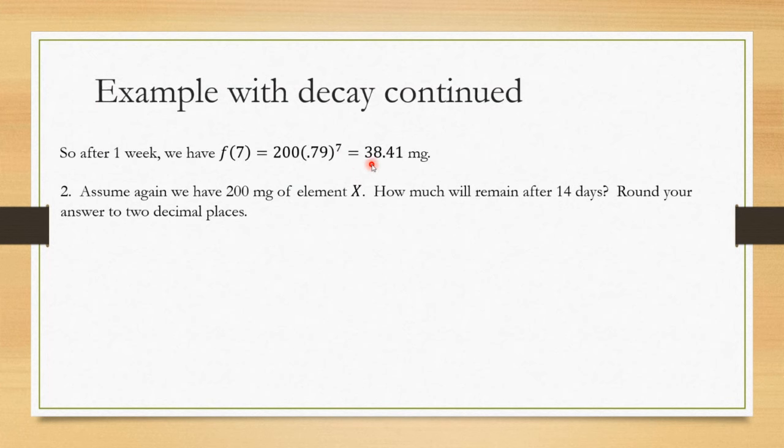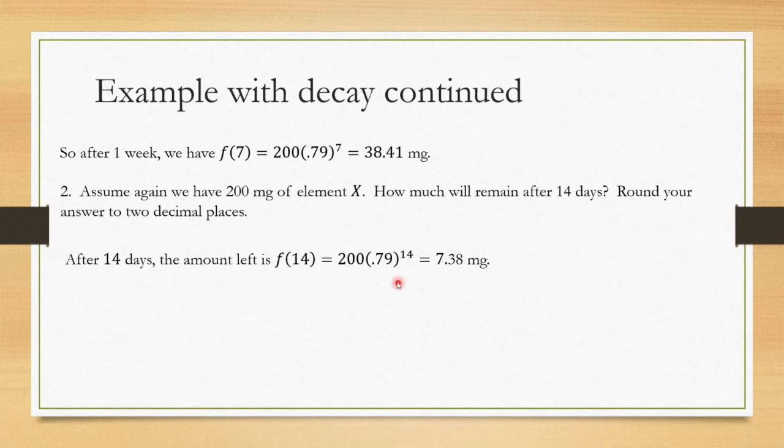So this is what we have here. Now, we get it less. But now the question is, how much are we going to have after 14 days? Well, instead of 7, we're going to have 14 as our X, and this is what we get. So again, here I replace X by 7. Here I replace X by 14. 14 days, this is what we get.